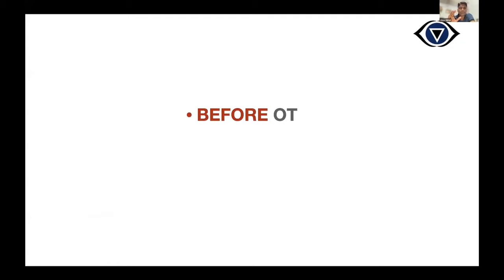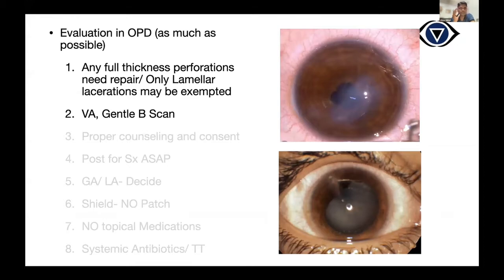So the patient has come to the OPD. You have not taken the patient into the OR yet. First and foremost, evaluate as much as possible. Sometimes the patient sits at the slit lamp and can't open their eyes. Sometimes they squeeze, so you can't do much. You need to just ensure on the slit lamp whether the globe is intact or not. Is there a perforation? If possible, make out whether it is a full thickness or a lamellar perforation. Evaluation should be as much as possible, but you don't need to be aggressive. You can keep something for evaluation in the OT under the microscope.